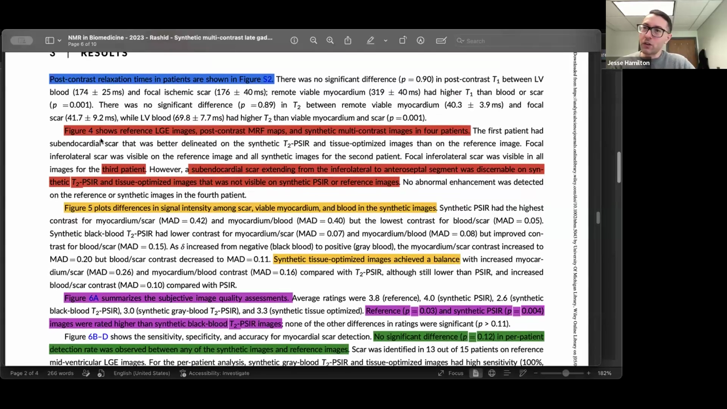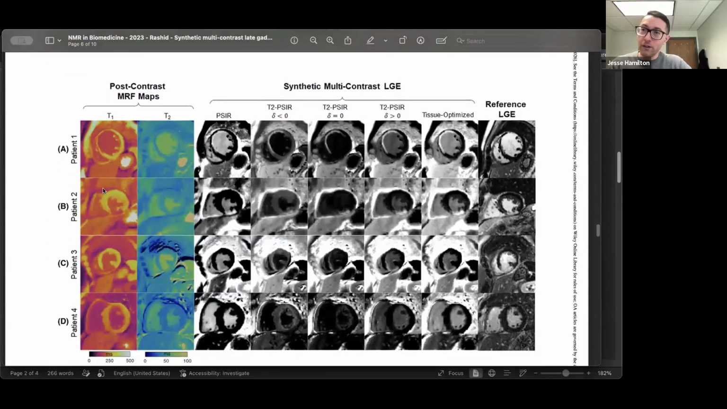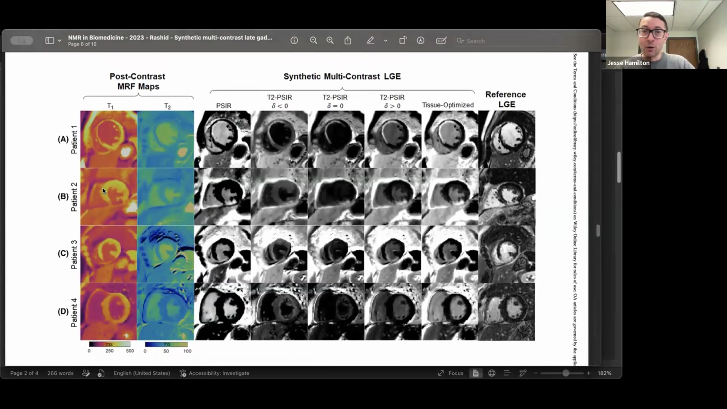Yeah, so then the next figure shows some examples in a few different patients with either prior MI or ischemic cardiomyopathy. So patient number one is a really nice example of a case with subendocardial scar, which you can see right over here. It really shows up nicely on both the dark blood images and the tissue optimized image. Patients 2 and 3 are examples where there's this focal scar in this kind of inferior or lateral segment that shows up on all of the contrasts.